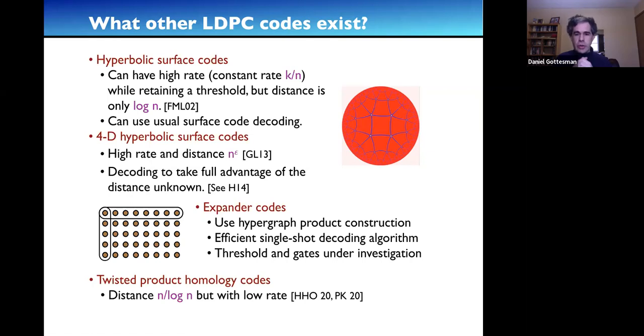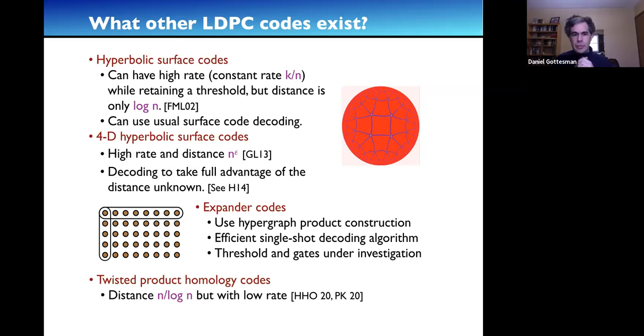They use a construction called the hypergraph product construction. And they have good decoding algorithms. They seem to have a reasonable threshold for error correction, and they have high rate as well. So that's something that looks like it might be the correct direction to go if we want to use high rate LDPC codes.